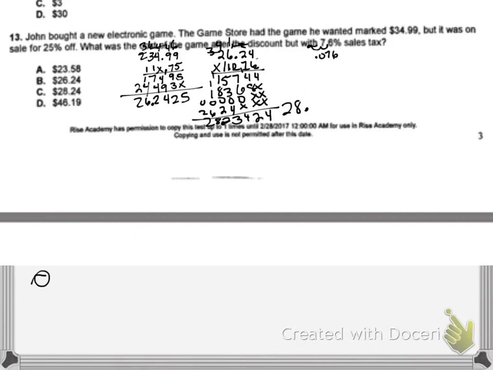Oh, I wrote that wrong. $28.23. All right, so let's look which one's closest. So there's that one. Ooh, made too many mistakes there. Sorry. All right, 14.